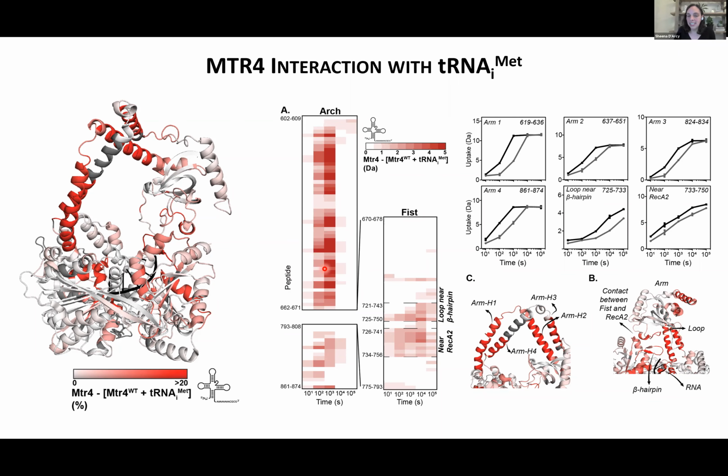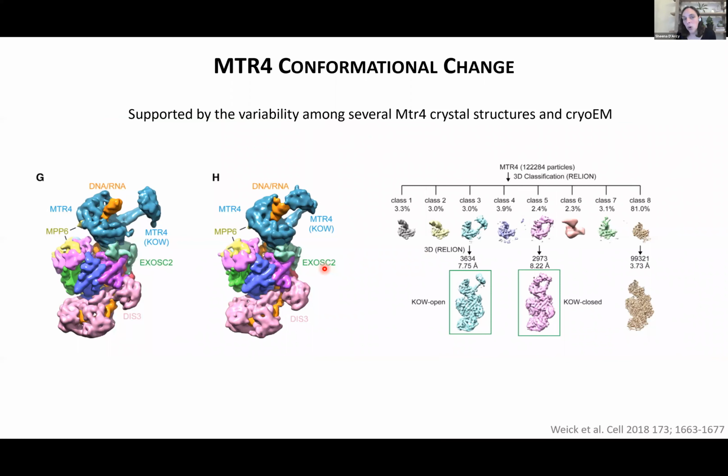So again, another phrase that I often say when I'm talking about HDX is that it enables hypothesis-driven structural biology. Sometimes when you do the first experiment, it really just acts as a catalyst for a whole range of secondary biochemical, HDX and structural approaches. Now, this idea that this arch domain was involved in a conformational change is also supported by the variability seen in various MTR4 crystal structures, as well as in the cryo-EM. So this is pulled from the supplemental data of this paper, where you can see this is the fist domain and this is the arch, and we can see it in these two different conformations. And now we're seeing something very similar in the solution HDX data that suggests this is a movement that happens upon RNA binding.